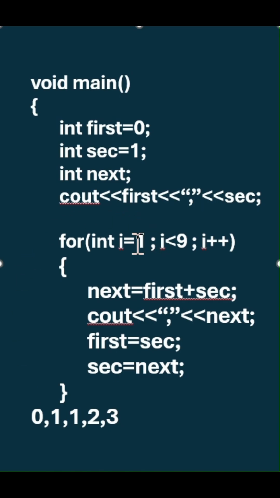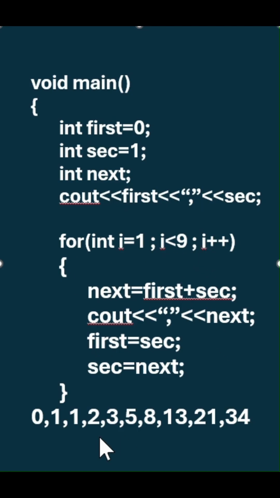Now again it will go, i equal to 2, i less than 9, yes, i plus plus. Now again 3 plus 2 will be 5, so I will print here 5. Now this was the second value, I will give this to the first number, and then my new next number, that is 5, I will give to the second, then again it will come inside the loop and it will calculate the first and the second, and then I will get the value 8.